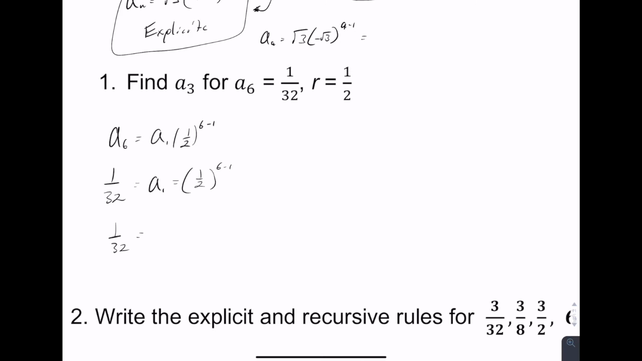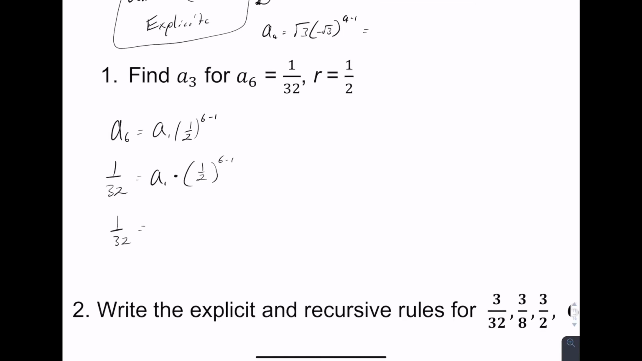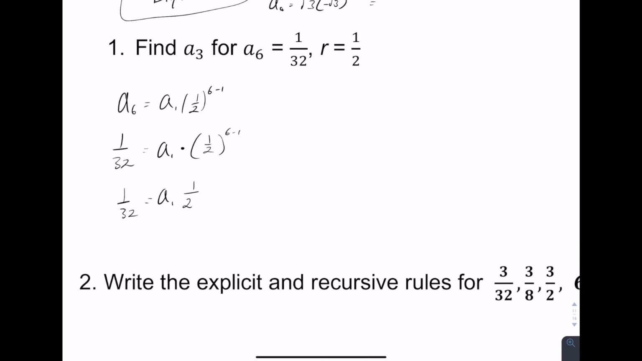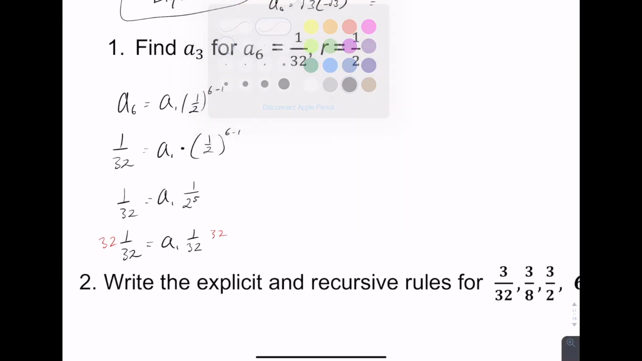This is 1 over 32 equals, oh sorry, and this is a multiplication symbol right here, my bad. It'd be a1. This would be 1 over 2 to the 6th power. Oh, sorry, that would be 2 to the 5th, because 6 minus 1 is 5. So that's also 32. So this is 1 over 32 equals a1 times 1 over 32. Oh, that's awesome. You can just multiply both sides by 32. And so that tells me that a1 has to equal 1.